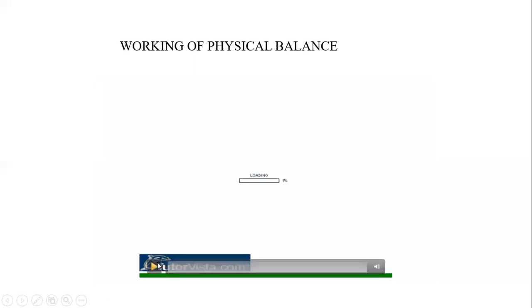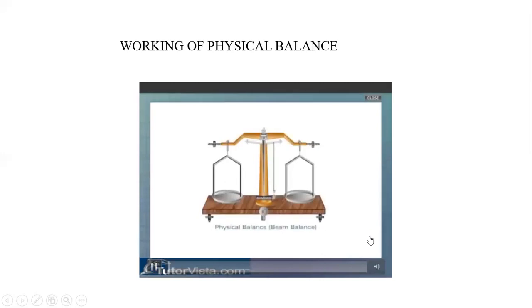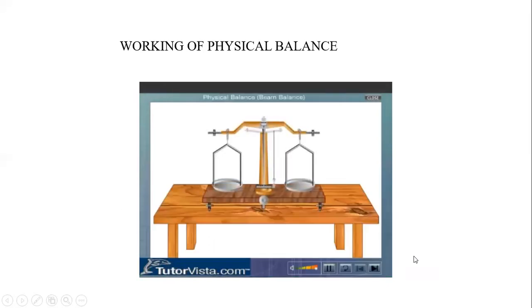Have a look at the working of the physical balance. Physical balance or beam balance. Physical balance is used to measure the mass of a body. Let us now understand the parts of a physical balance.